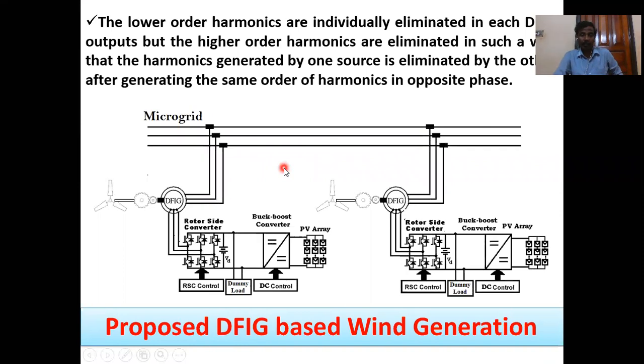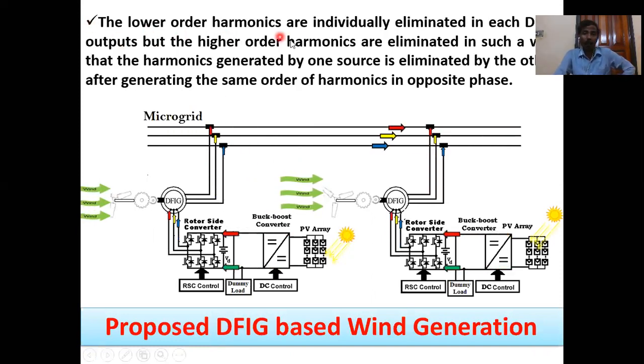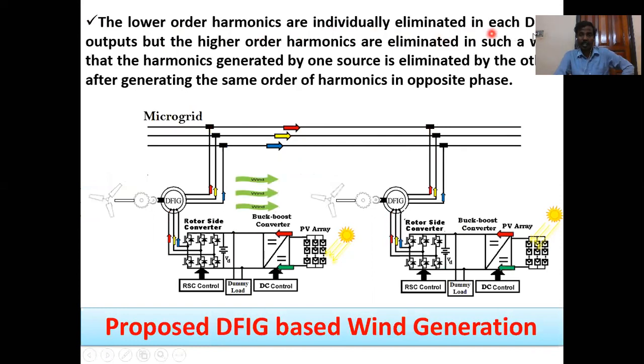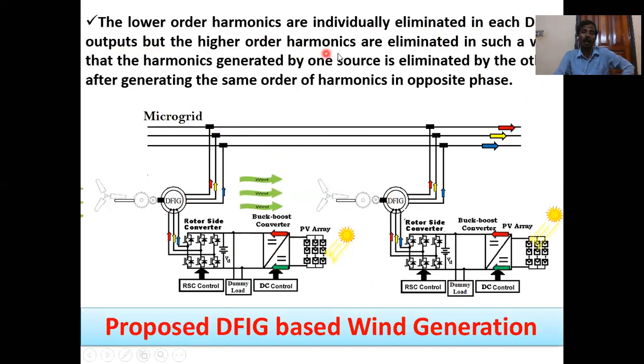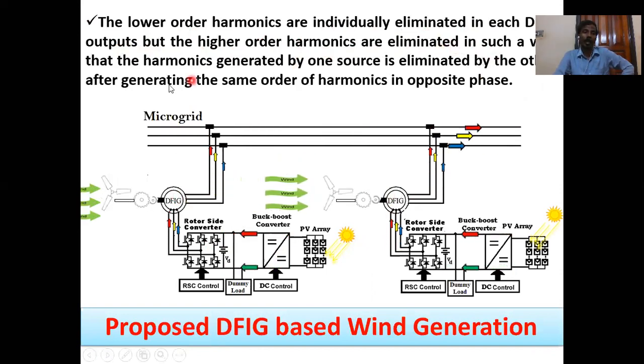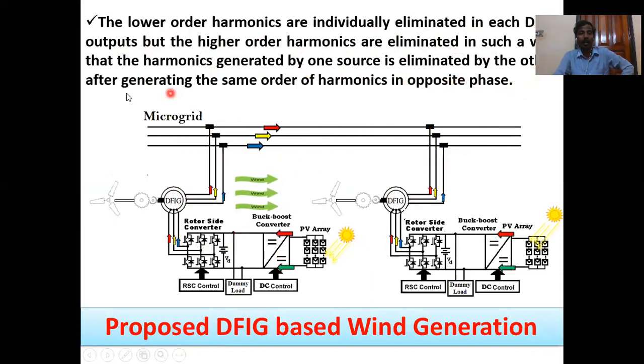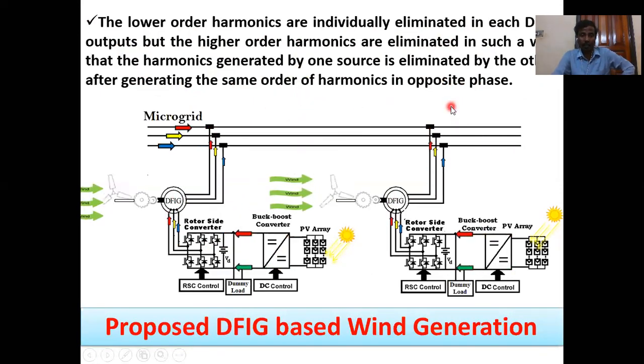The proposed DFIG based wind configuration is our main target. What is the circuit diagram? The main target: the lower order harmonics are individually eliminated in each DFIG output, but the higher order harmonics are eliminated in such a way that the harmonic generated by one source is eliminated by the other, which generates the same order of harmonics in opposite phase. This is the proposed configuration.